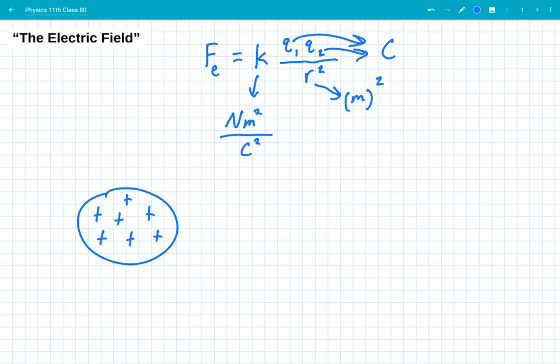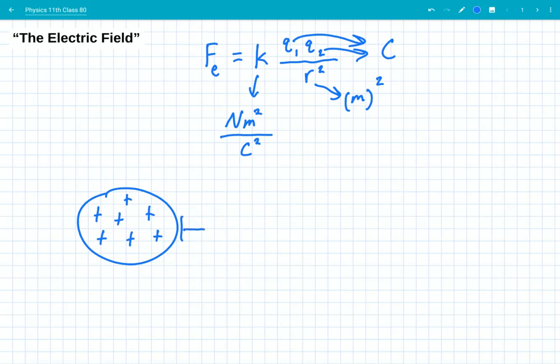Now, something that we have not discussed yet is that this charge actually creates an electric field around it. Okay. Now, the strength of the electric field depends on, number one, the charge of this charge in coulombs, and also it depends on the distance that any point is from this charge. Okay.